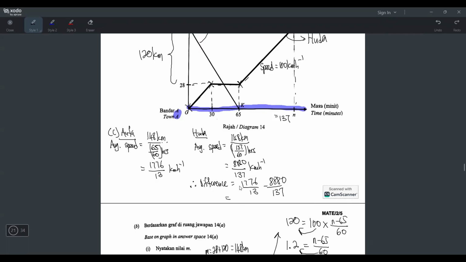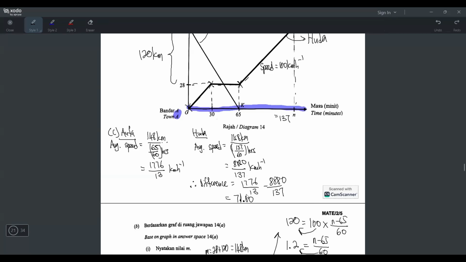Only now will I write my answer in decimal, and I will write it in 4 significant figures. Let's press, minus 8880 over 137. My calculator gives me 71.797866. You don't have to write so many decimal places. Just write four significant figures. So 71.797 becomes 71.80, because after 71.79 the next number is 7, so you have to add 1.